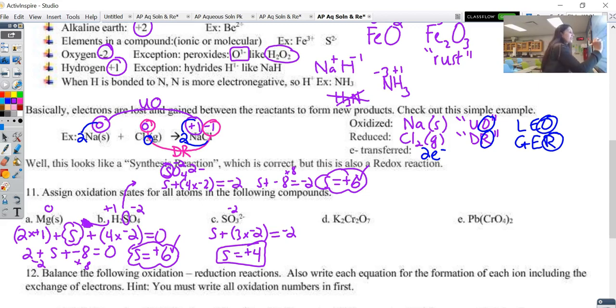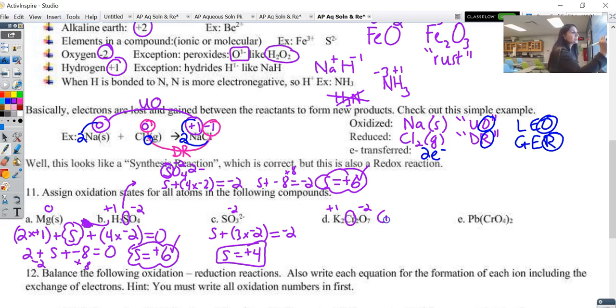Here we go. We've got K2Cr2O7, easiest thing to do. We've got a +1, we've got a -2. You do have to label those as well. What I don't know is chromium, okay? Chromium can be a variable charge, so I need to figure this one out. I would rather pull out dichromate by itself. It makes it so much easier, okay?